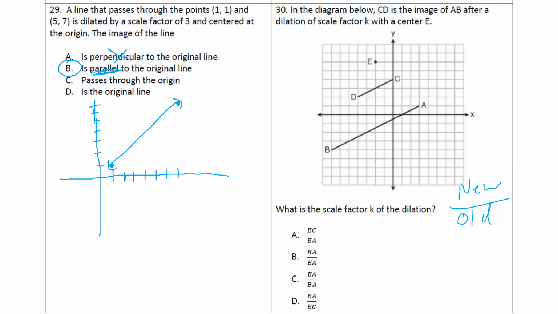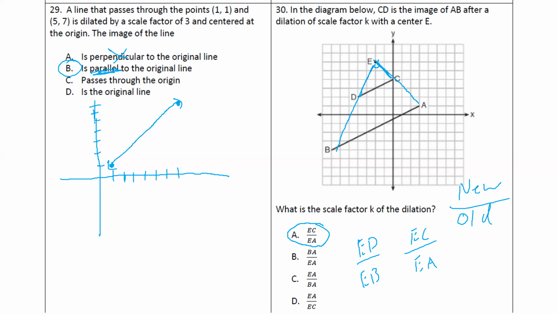So they're using the original point. So this distance from E to C could be the new, and then from E to A could be the old. Or if I did the other side, it could be ED over EB. Are either of those on there as options? And yep, the first one is.